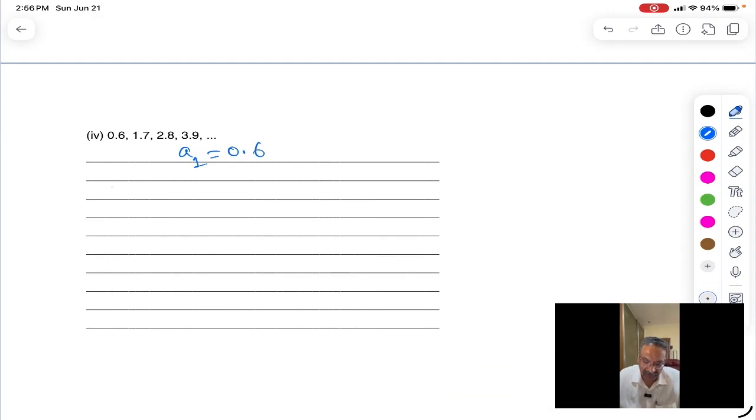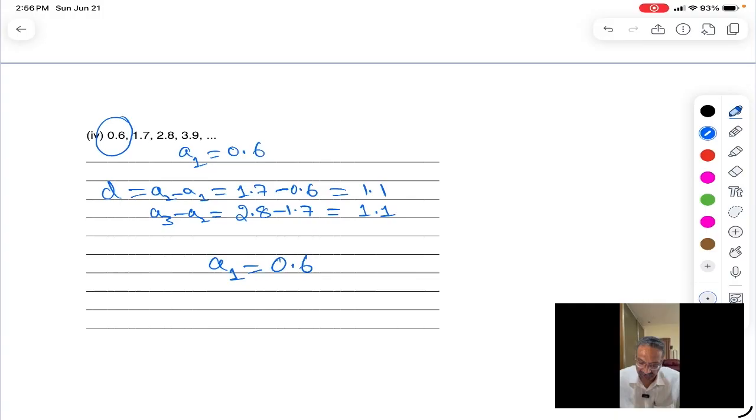Let us go to the fourth one. Here a1 is 0.6 and common difference is a2 minus a1, which is equal to 1.7 minus 0.6, equal to 1.1. Similarly, if you take a3 minus a2, it comes to 2.8 minus 1.7, which happens to be 1.1. So the answer is the first term a1 is 0.6, and common difference d is equal to 1.1.